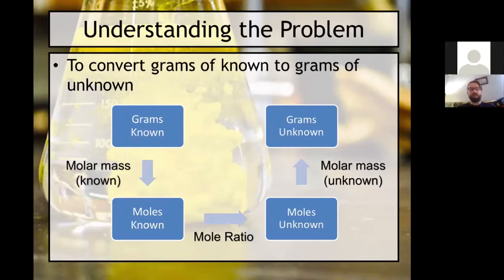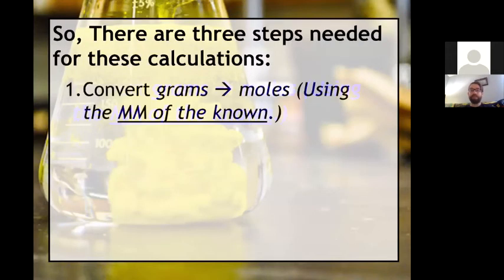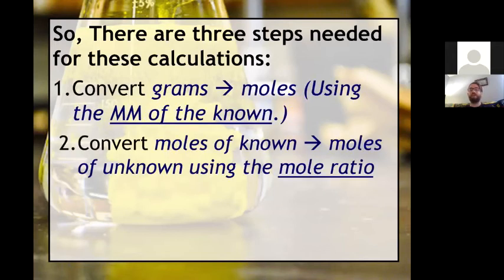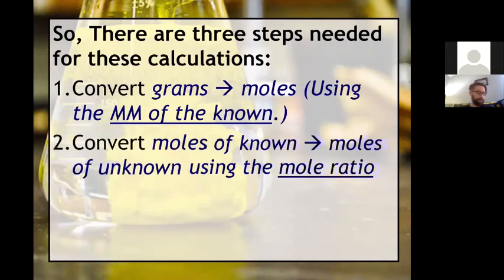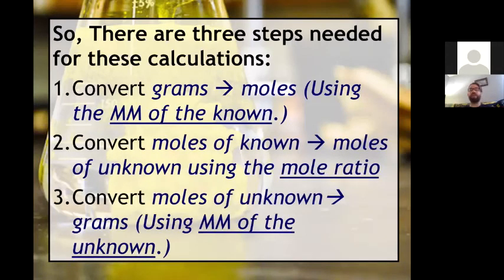If the visual is not hitting it for you, I've got these step-by-steps here. There are 3 steps. Step 1 is to convert grams to moles using the molar mass of the known. That's what MM stands for, molar mass. Step 2 is to convert moles of the known to the unknown using the mole ratio. And step 3 is to convert moles of unknown to grams using the molar mass of the unknown. So we use molar mass of the known, mole ratio, molar mass of the unknown, those 3 right in a row.